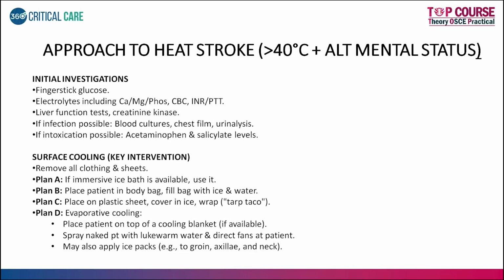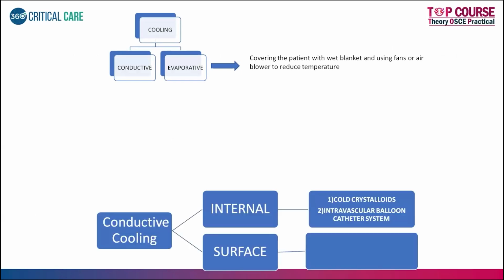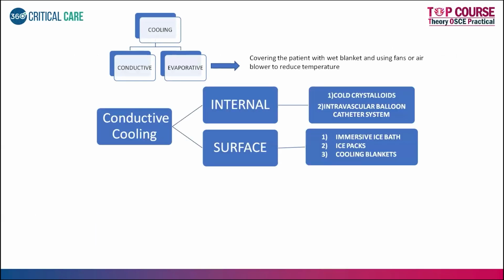Along with this, if you don't have any of this, try and put a lot of wet blankets on this patient, and use convective methods like putting a fan, etc., to reduce the temperature. So it is called an evaporative type of cooling. So what are the types of cooling? It can be categorized as conductive cooling and evaporative cooling. Evaporative cooling, I told you, put a blanket, use a fan or air blower to reduce the temperature. In conductive cooling, the ones which we talked about earlier, it can be internal or surface.